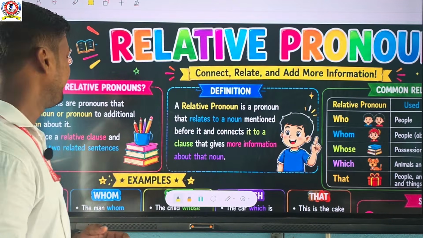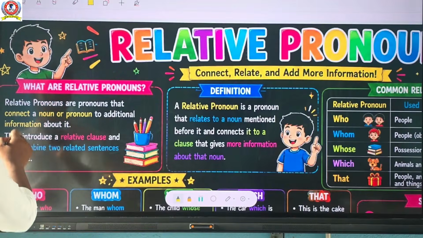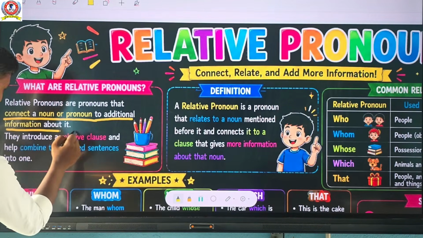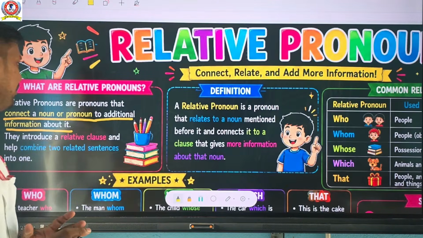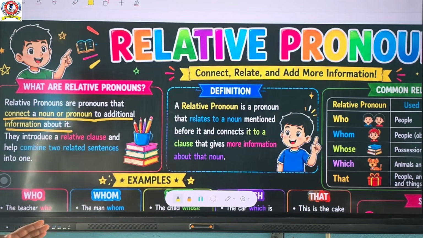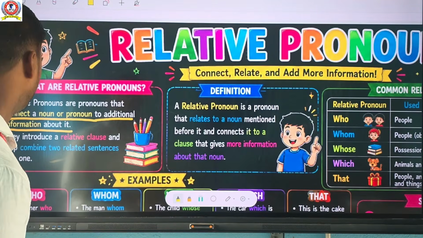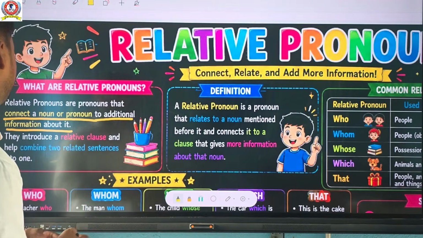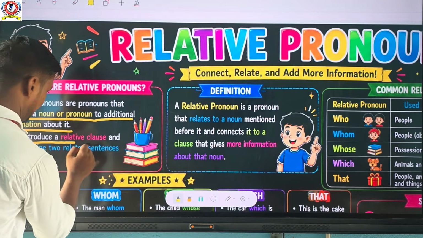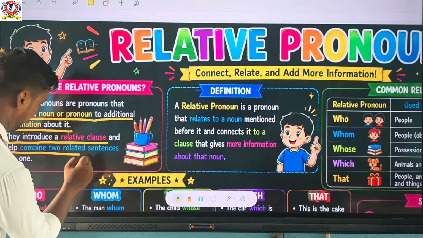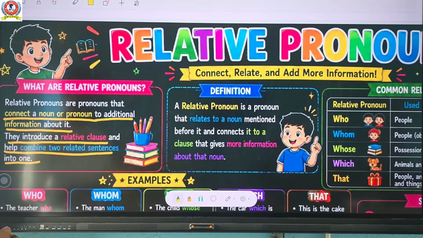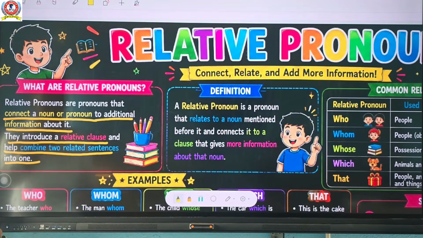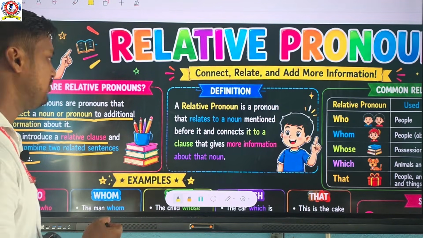Relative pronouns are the pronouns that connect a noun or a pronoun to additional information about it. They introduce a relative clause and help to combine two relative sentences into one. With the help of a relative pronoun, it combines two sentences into one sentence.